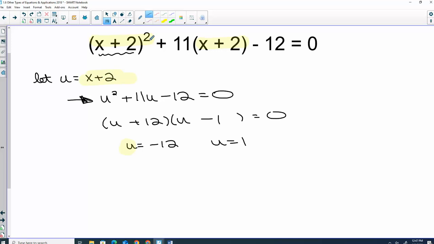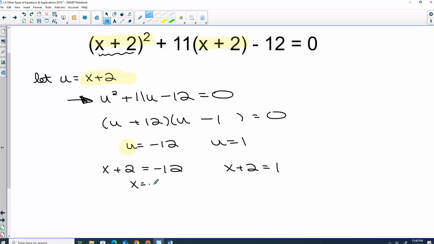X plus 2. So now I'm going to replace my u with x plus 2. We just used the u for a little bit so we have an easier looking problem to factor. But at the end, I have to find x, so I have to get rid of my u. Now, can you solve these and tell me what x is? Yeah, that's no big deal. We just subtract over our 2.